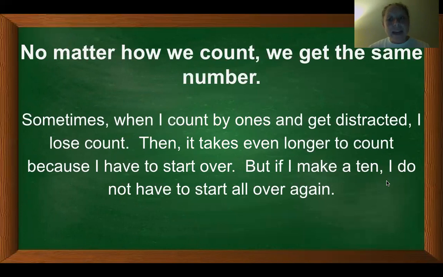No matter how we count, we get the same number. But sometimes when you're counting a lot of objects and you're counting by ones, it's so easy to get distracted. And sometimes when you get distracted, you can lose count. Then it takes you even longer to count because you have to start all over. But if I can make groups of tens, then I don't have to start all over again.